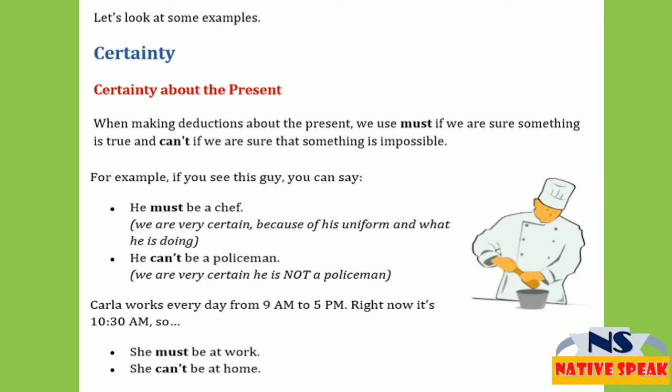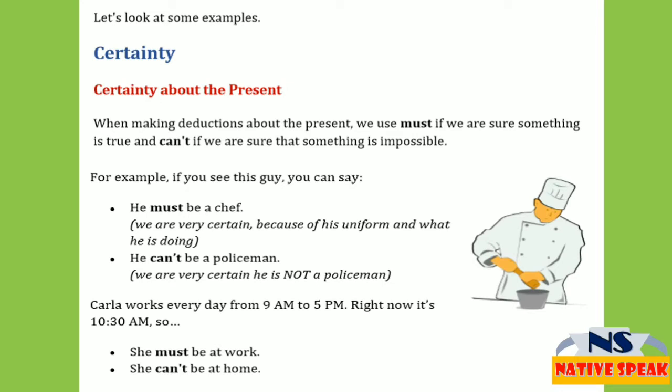Carla works every day from 9 a.m. to 5 p.m. Right now it's 10:30 a.m., so she must be at work. She can't be at home. In both cases, we are certain about our conclusion. In the first sentence, she must be at work, we are certain that this is the case. And in the second sentence, she can't be at home, we are certain that this is impossible.